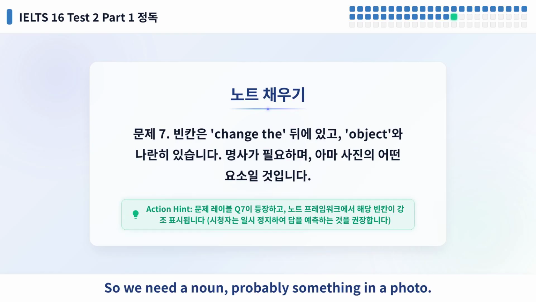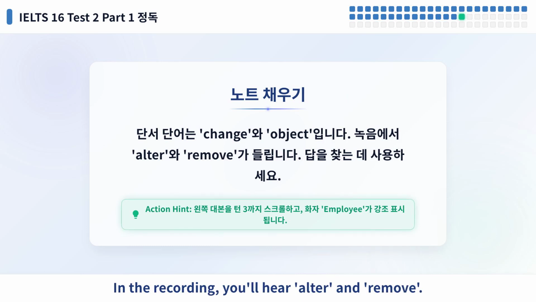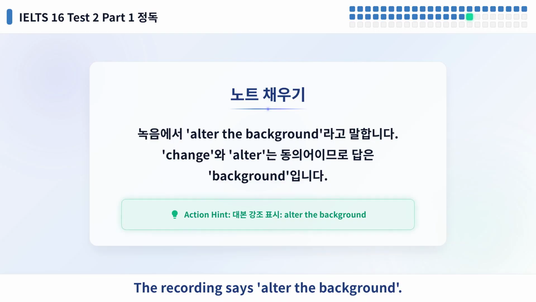Question 7. The blank is after change the, and it's listed with object. So we need a noun, probably something in a photo. The clue words are change and object. In the recording, you'll hear alter and remove. Use them to locate the answer.